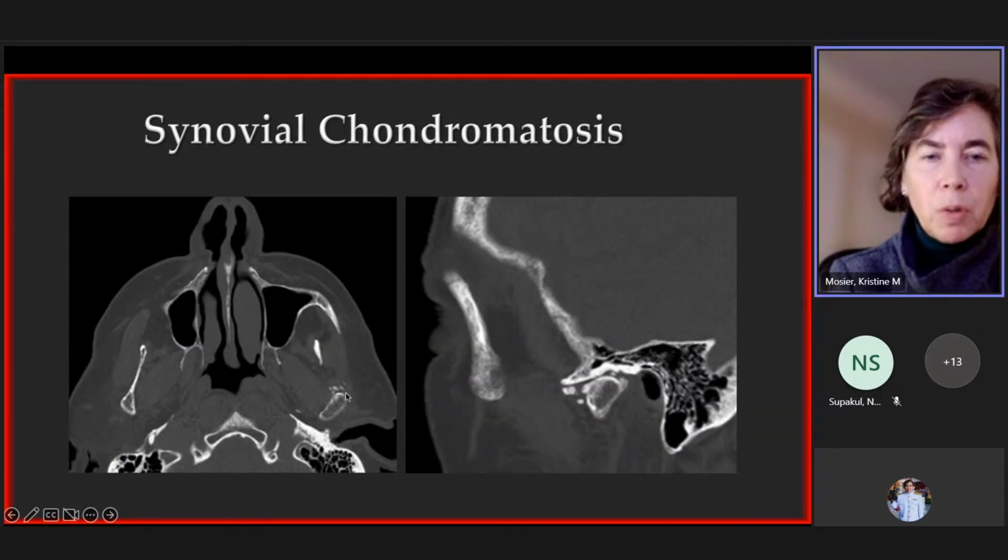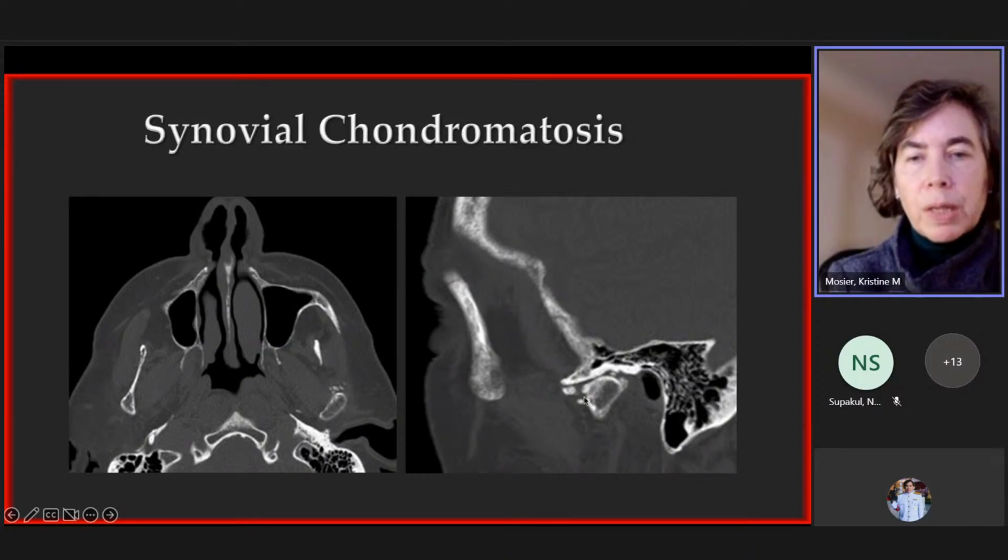You see another patient here with these multiple areas of ossification or calcified nodules anterior to the condylar head. You see this here, these discrete nodules.